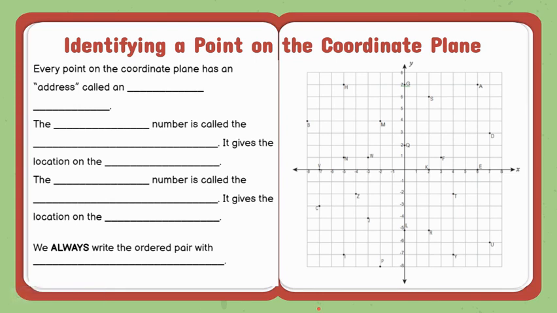All right, now we're going to start with identifying some points on the coordinate plane. So notice you have an image of the coordinate plane. And now we're actually going to start taking a look at some of those points that you guys see. So every point on the coordinate plane has an address, just like we do at our house. And it is called an, you already heard me say it, ordered pair.